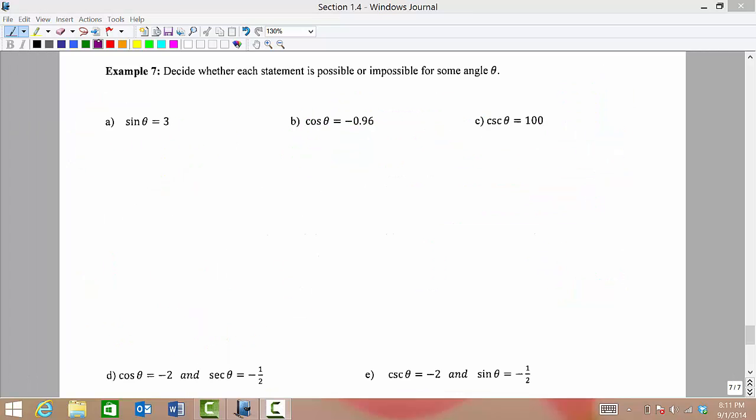In example 7, we want to use what we just discussed about the range values of functions to decide whether or not each statement is possible or impossible for some angle theta. So for part A, we want to know, is it possible for sine theta to equal 3? And the answer for this would be that it is not possible.